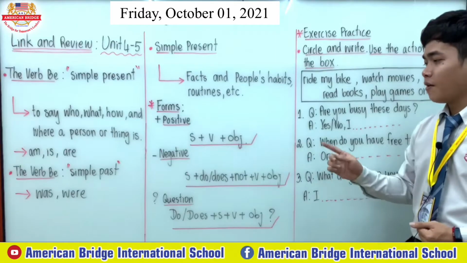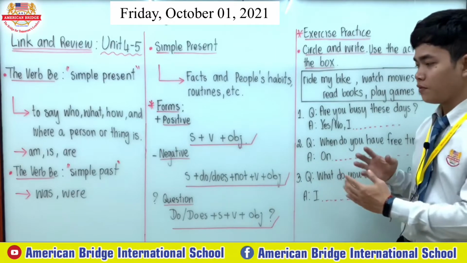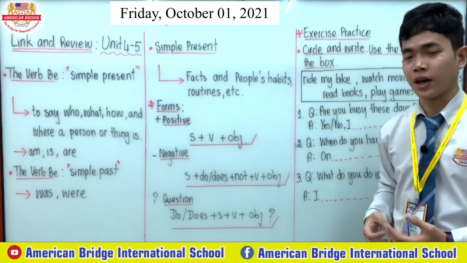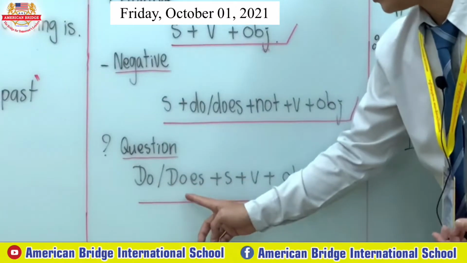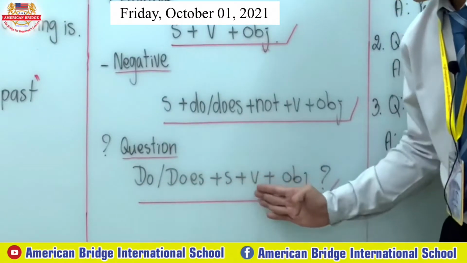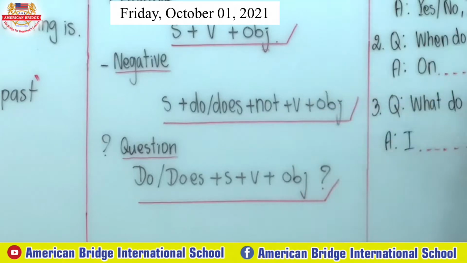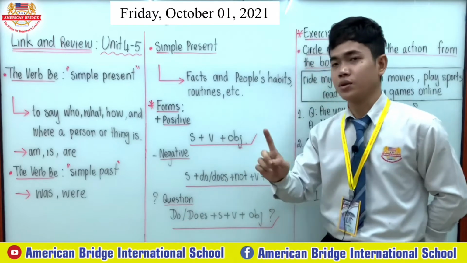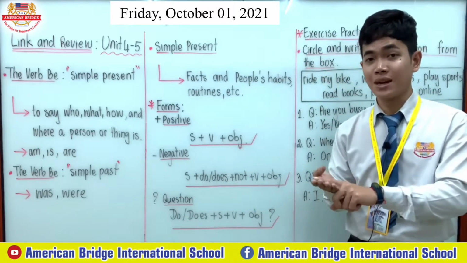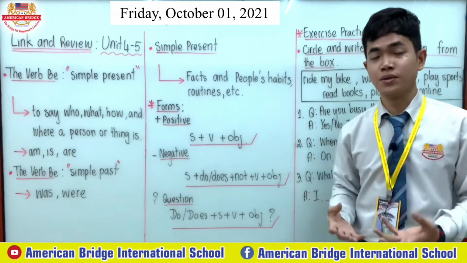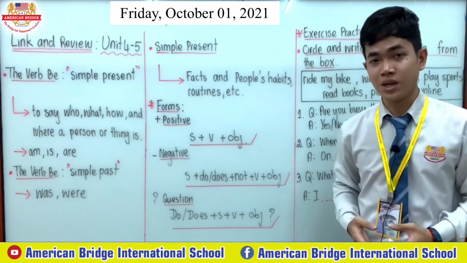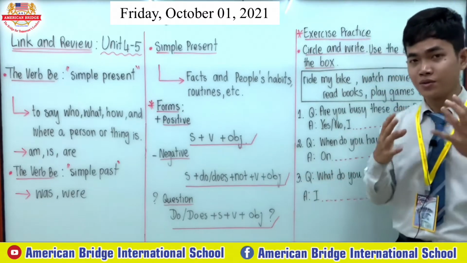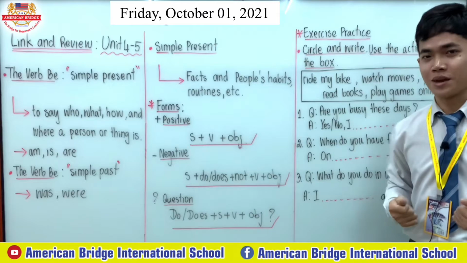Okay, our question form, everyone. For the question form, we need to put the auxiliary verb in front of the sentence. We begin with do or does plus subject plus verb plus the object, and don't forget the question mark. One thing that I want to tell you is when you use do, you need to use it with the subjects I, you, we, they, right? For does, you need to use it with the third person singular subjects such as he, she, and it, right? I believe that you can remember it and do our exercise practice.